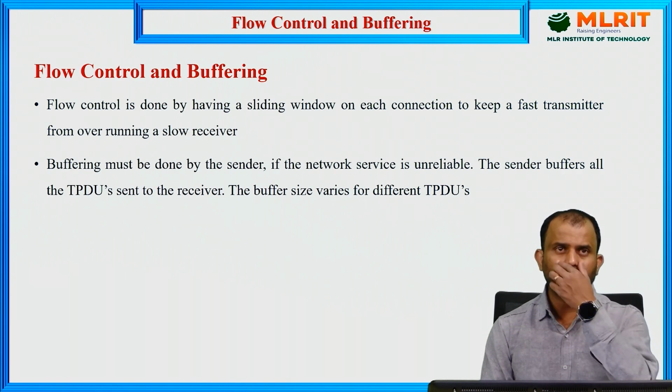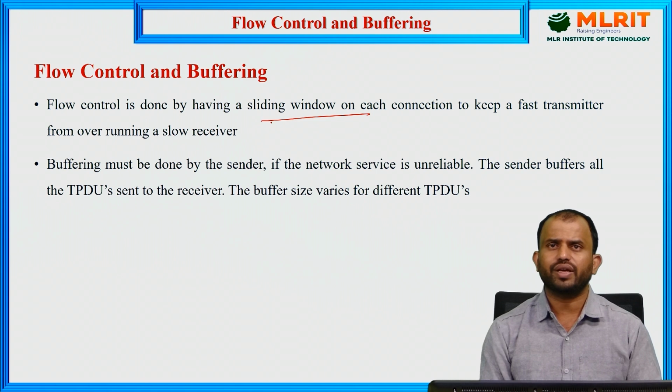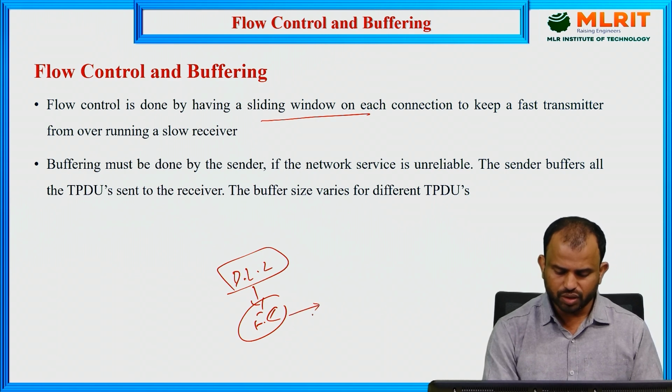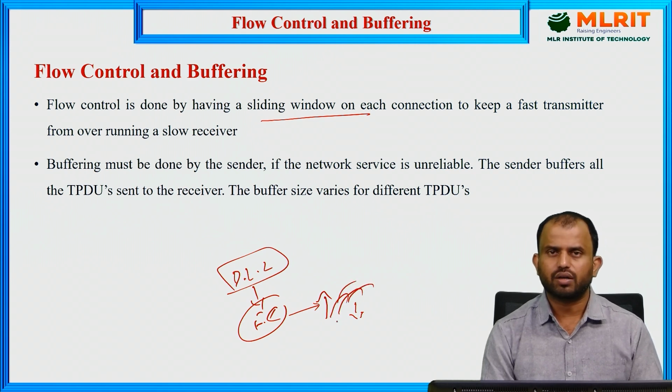So what is flow control and what is buffering? Flow control is done by having a sliding window mechanism on each connection, to keep a faster transmitter from overrunning a slow receiver. As we discussed in the data link layer as well, what is flow control? The data transmission rate is very high, but the receiving is very slow. At that time, some packets are skipped or damaged, or are not reached or not decoded. That is what we call flow control.